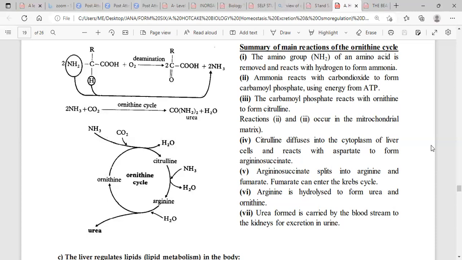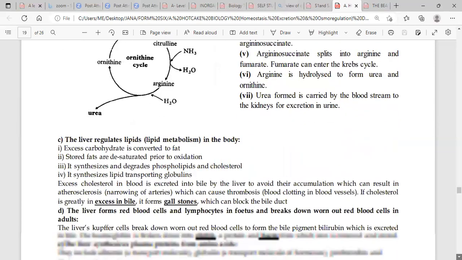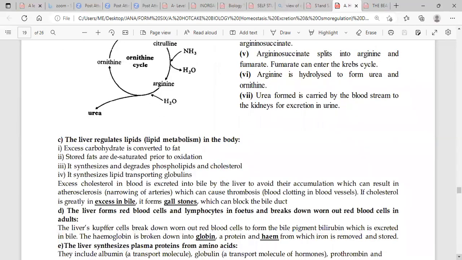Once urea has been formed, it is carried in the bloodstream to the kidneys for excretion in urine. The liver also performs another role of regulating lipids, that is lipid metabolism in the body, where we say excess carbohydrate is converted to fat. Stored fats are desaturated prior to oxidation. Then it synthesizes and degrades phospholipids and cholesterol.